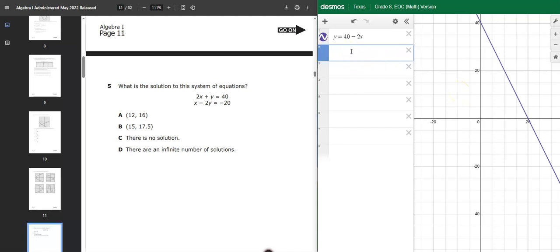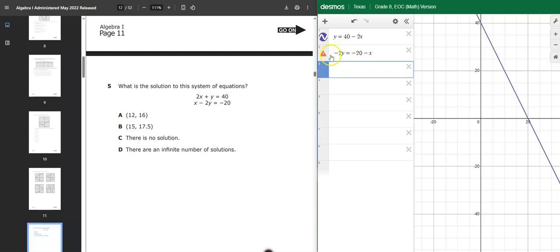All right, let's look at the second one. So the second one is x minus 2y equals -20. And I need to rearrange this. So I need to go ahead and change this to slope-intercept form, which means it needs to say y equals. So let's subtract x from each side.